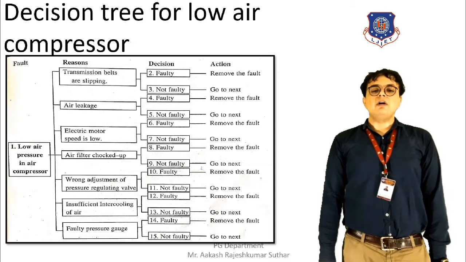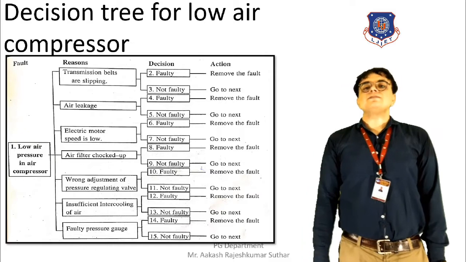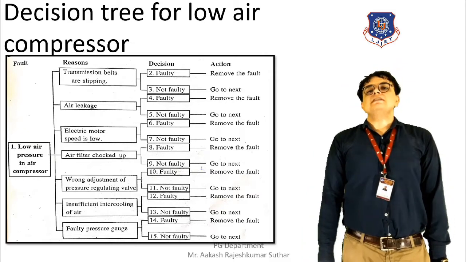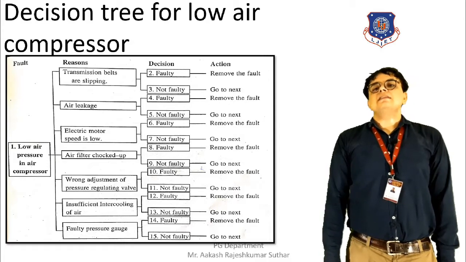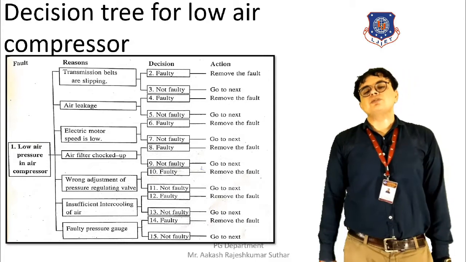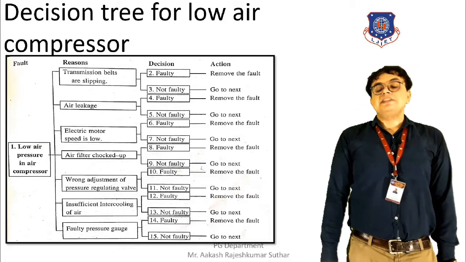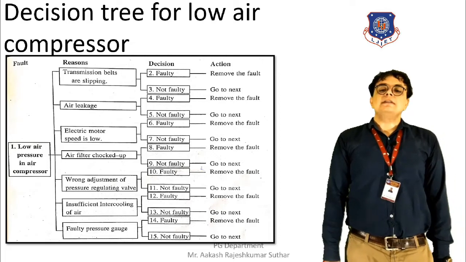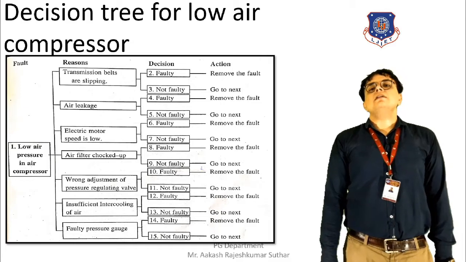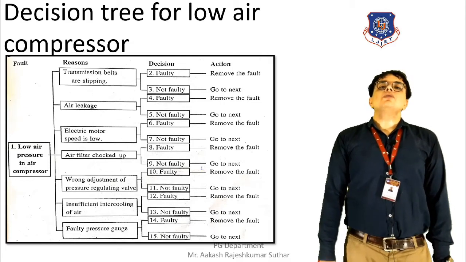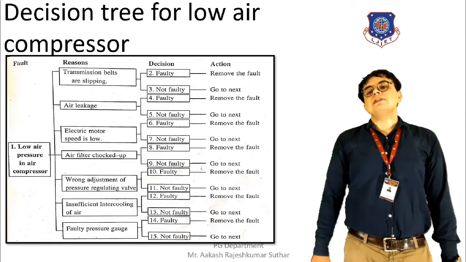The next reason is the faulty pressure gauge. If the pressure gauge is faulty, then it will be the faulty reason, meaning the fault is being caused because of this only, and accordingly we should remove the fault. But if the pressure gauge is found proper, then the decision should be not faulty, and accordingly we should move towards the next reason. So this is how the decision tree diagram of a low air compressor is made.